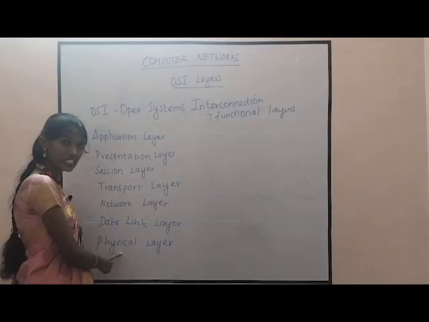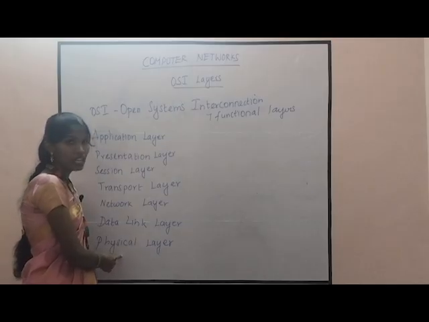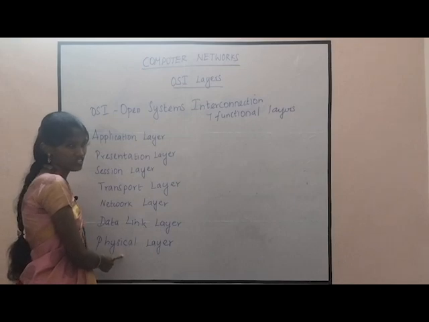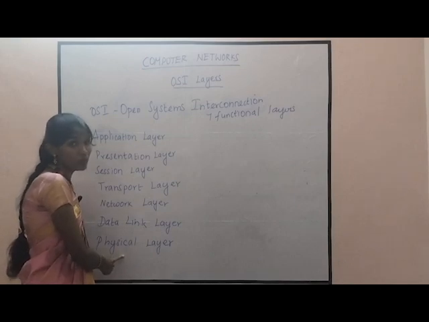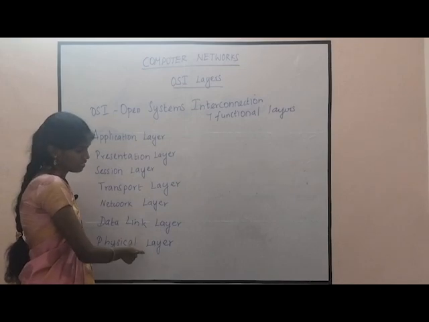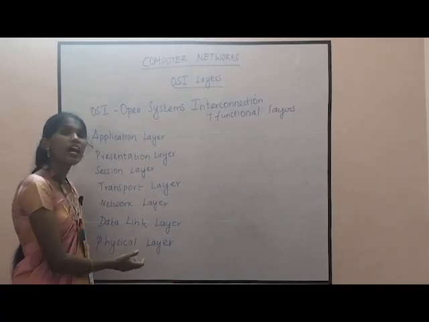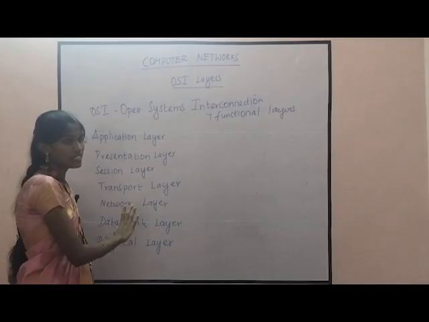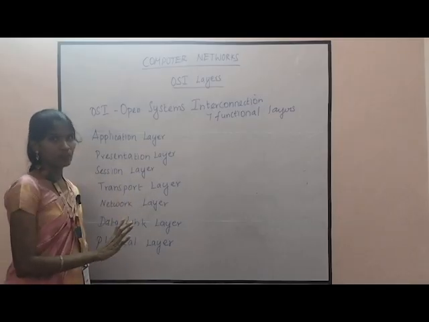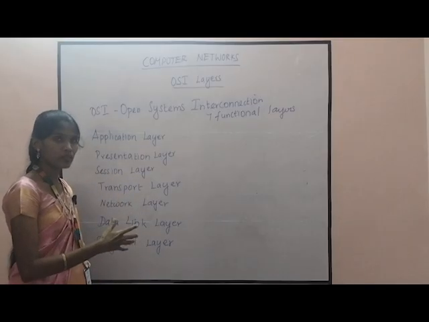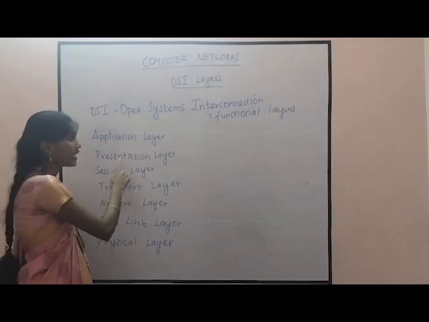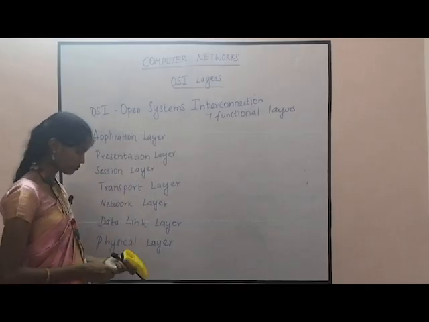The next one, physical layer. From the name itself, it is understood. It deals with bits, volts, amplification, wires, and the properties of hardware, and everything is dealt with here. So these are the 7 functional layers. I have incorporated all the important details about these layers. Now I'm going to explain briefly about each layer one by one.